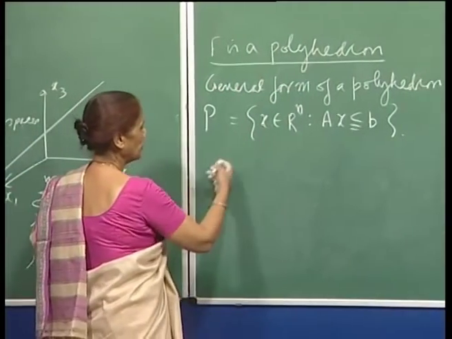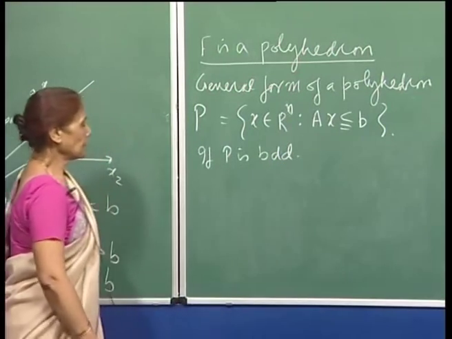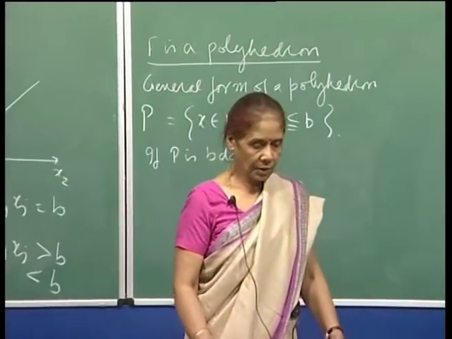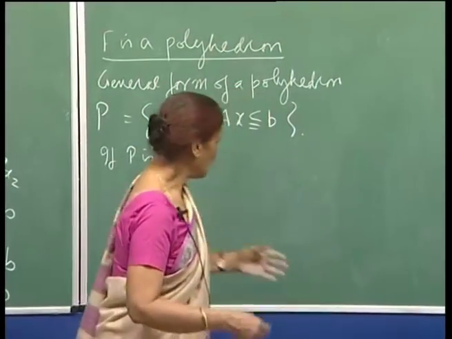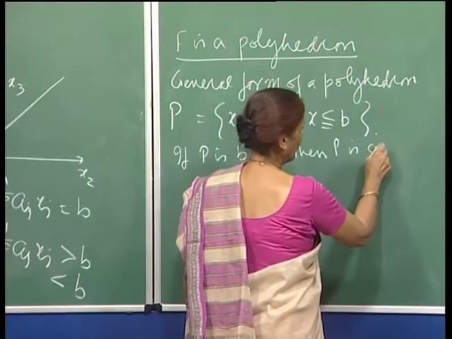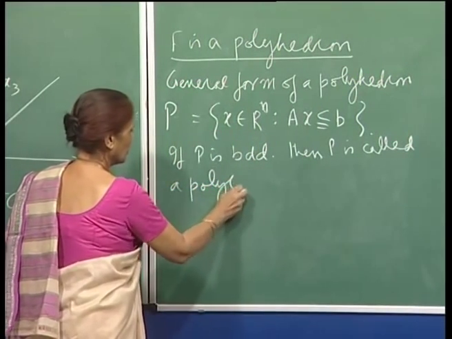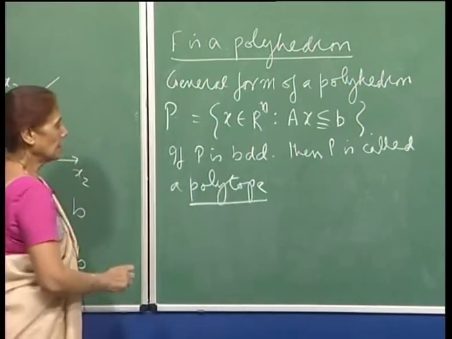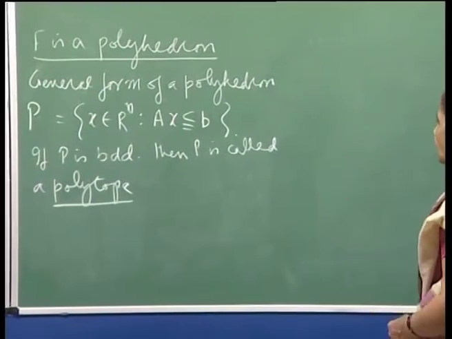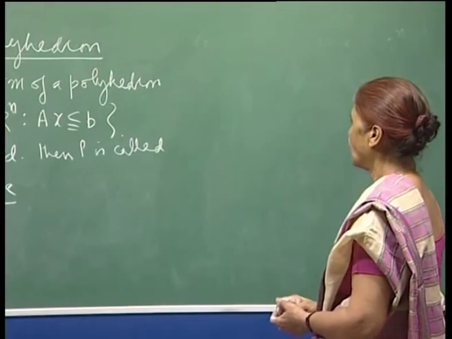Fine. And then if P is bounded, remember I defined that, that means you can bound the length or norm of every vector in P. If P is bounded, then P is called a polytope. And we will see the advantages of having a polytope also, because if the set is bounded, it gives you some special leverage to talk about the corresponding linear programming problem.